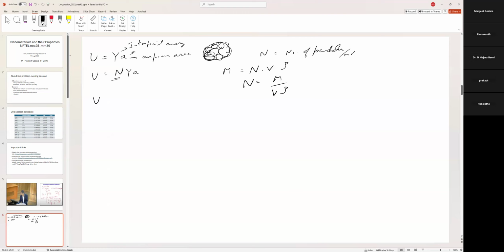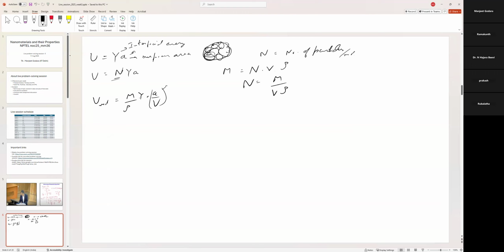So you get total surface energy per mole as n over rho into gamma times A by V. Now A is the surface area of this particle and V is the volume.